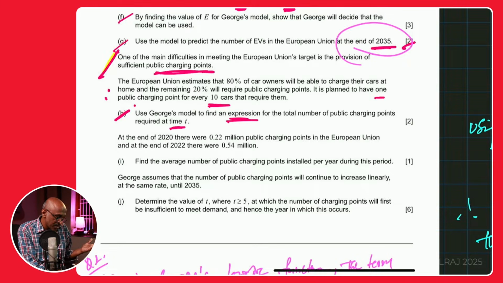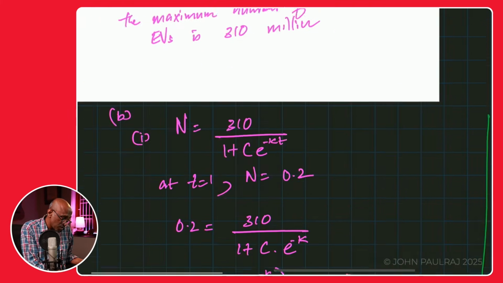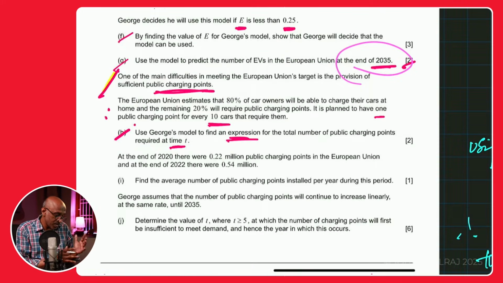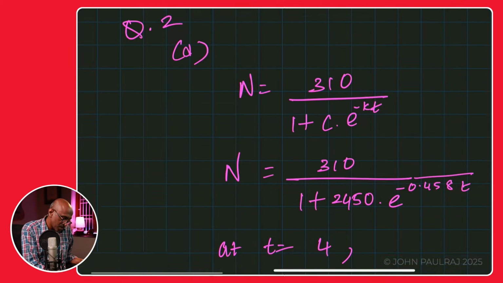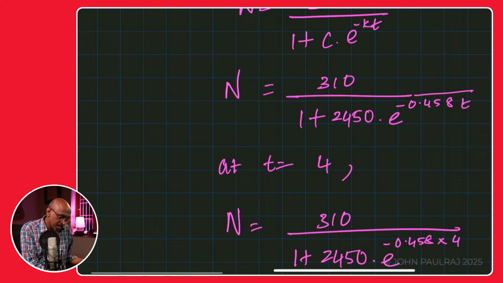The model is already given, so basically it's 0.2 times 0.1. This is the expression with the values of c and k that were found, but it's going to be applied to 20% only of the number, because only 20% is required, and the number of charging points is going to be 10% of that number. So what we are talking about is this particular expression, with the c and k.